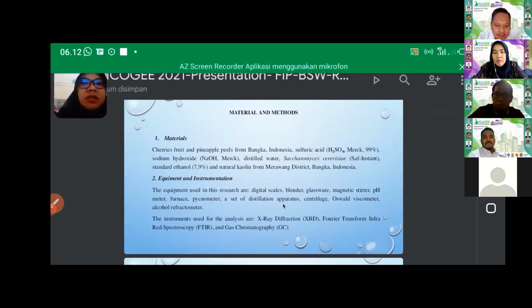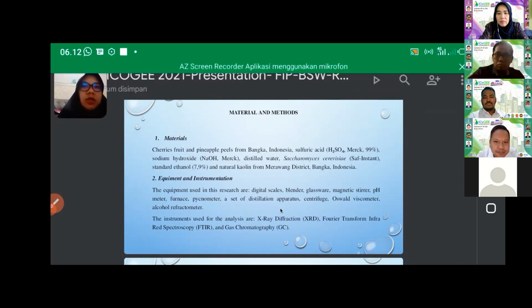Equipment and instrumentation. The instrumentation used for analysis is X-ray diffraction and Fourier transform infrared to characterize kaolin, and gas chromatography (GC) to determine the bioethanol content.